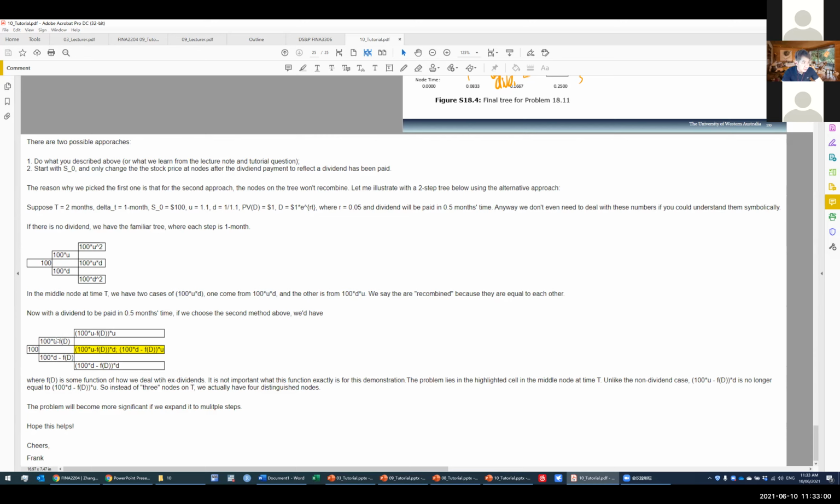With that number, the next step is U times that, going up. So we'll have 100 times U minus FD, times U, or going down, 100 times U minus FD, times D. And for the other node, it could be 100 times D minus FD, times U for going up, or 100 times D minus FD, times D for going down. Notice the cell I highlighted. If you compare those two symbolic forms, can you say they're equal? One is 100 times U minus FD times D. The other is 100 times D minus FD times U. The 100 times UD part is the same, yes, but the FD times D part is different from FD times U.